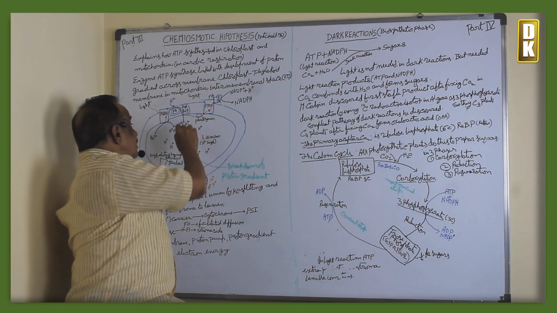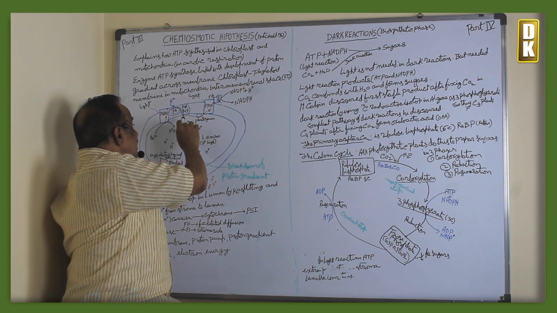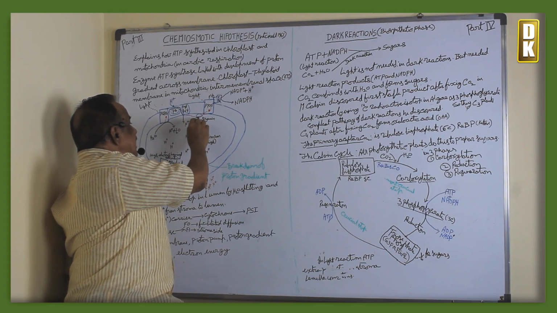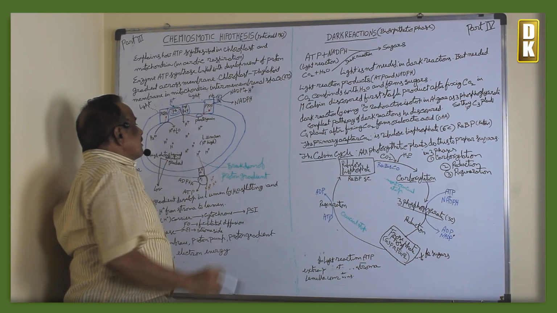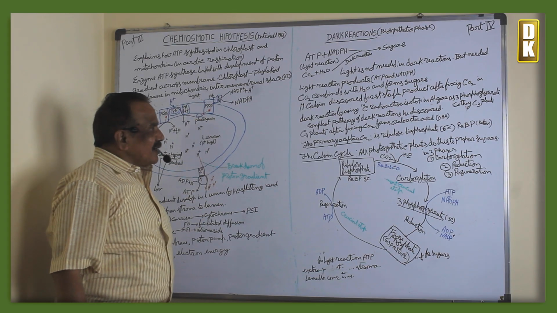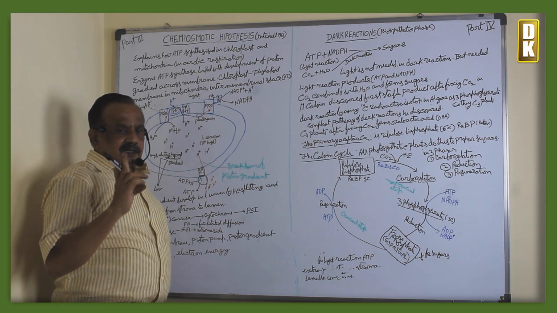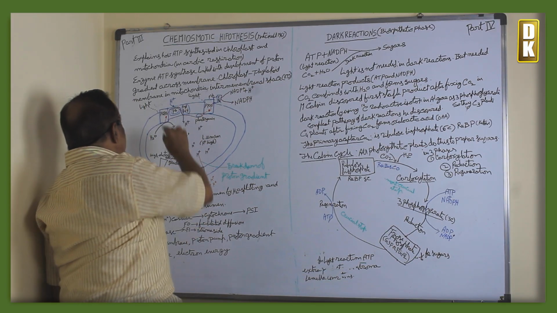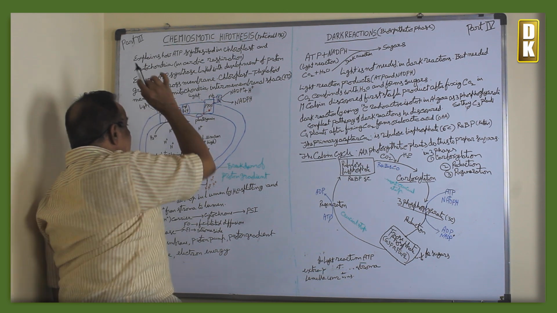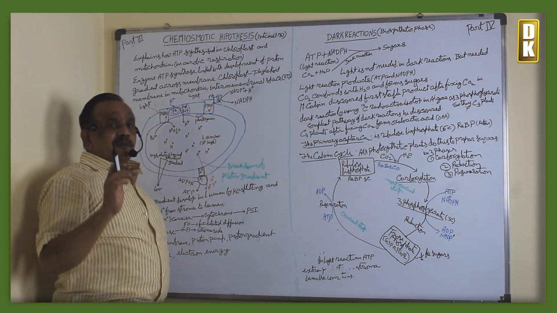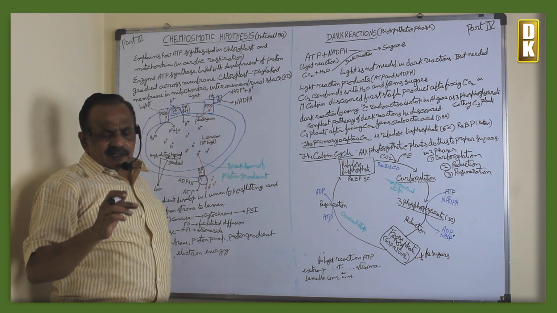Where do they go? Proton will be sent into the lumen, and the electron will be sent to another electron carrier, which is present inside of the membrane. Remember, inside of the membrane. And here the primary electron acceptor is outside of the membrane. We will ask how many are inside and how many are outside also.